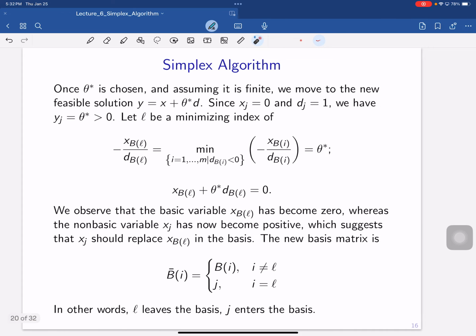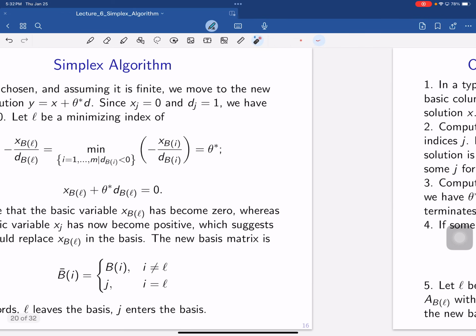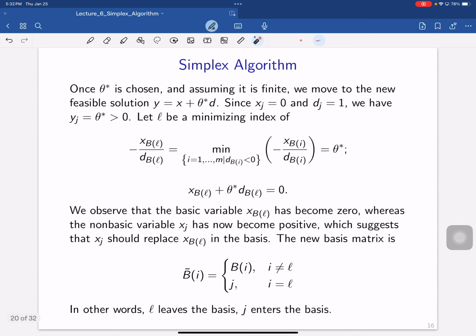From the size of the initial matrix A, do we know how many vertices, in the worst scenario, we have to check every single vertex? Yeah, that's a good point.